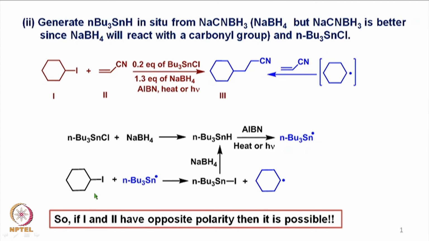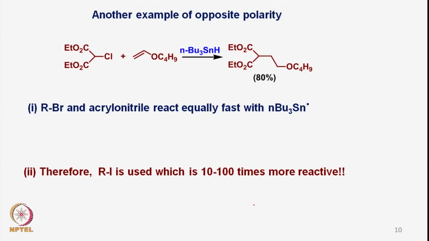Now in addition, if 1 and 2 have opposite polarity, then it is possible that the reaction will be facile because they complement each other in terms of electronics. Another example of opposite polarity can be seen: we have a halide in which 2 electron withdrawing groups like esters are attached, and we have this electron rich double bond. It is clear that when tributyltin hydride reacts with this particular chloride, you generate this radical here, and this radical has 2 electron withdrawing groups. Therefore it is much easier for it to react with the electron rich double bond, where the radical is generated at this center.